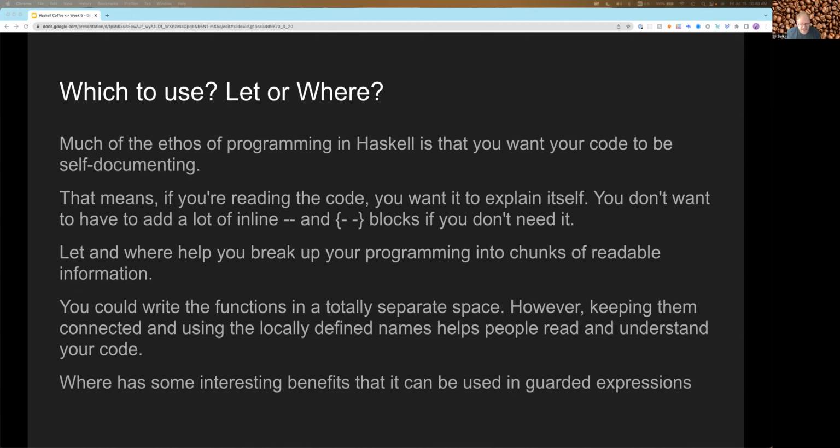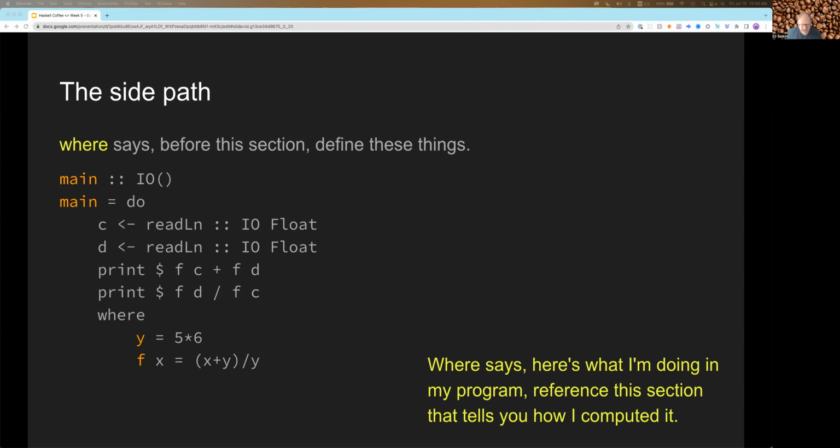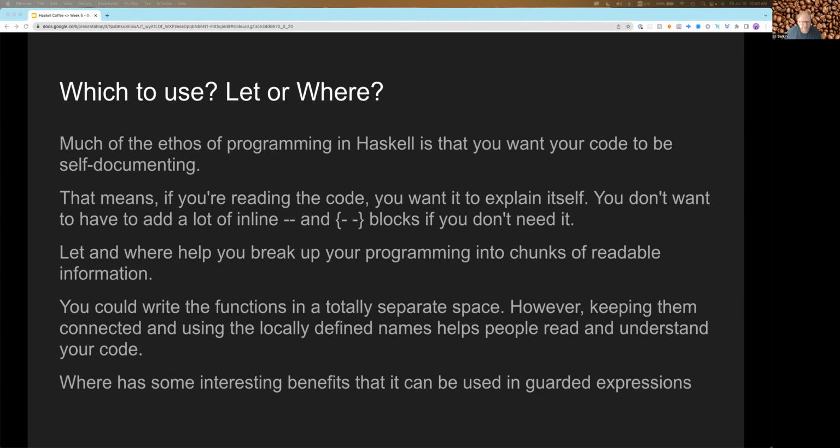You could write those functions outside of the other function that you're defining, like outside of that main. You could have written y and f, right? And then just used them in the main. However, the point of keeping them somewhat close to what you're doing is that they are documenting what's going on right above it. And so it just helps people understand your code.